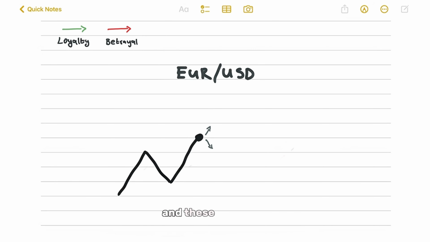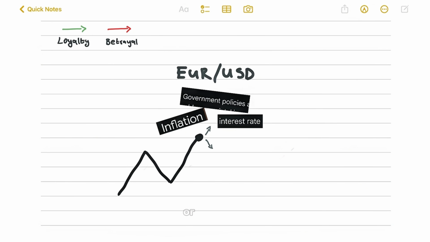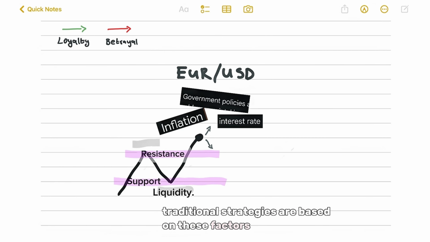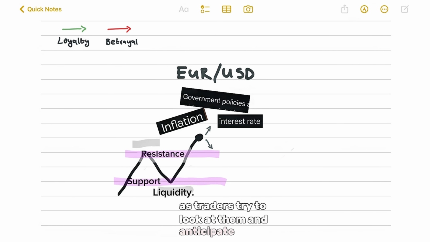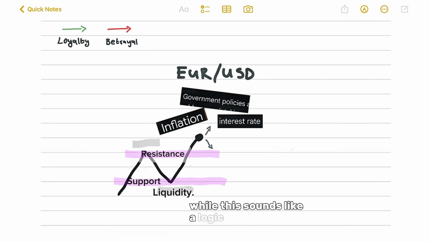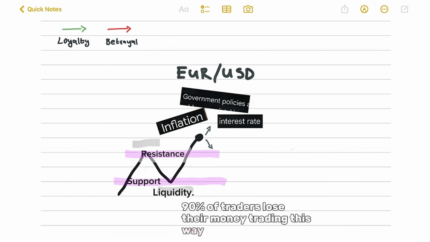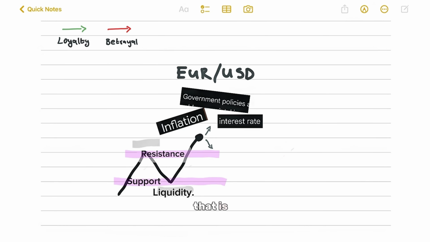These decisions are influenced by economic factors such as inflation, interest rates, government policies, or price action patterns such as old lows and highs, liquidity, support, and resistance. Traditional strategies are based on these factors as traders try to look at them and anticipate the next move. While this sounds like a logical thing to do, 90% of traders lose their money trading this way. My take is that there are so many ever-changing factors at play that it's so hard to actually form a strategy out of that.